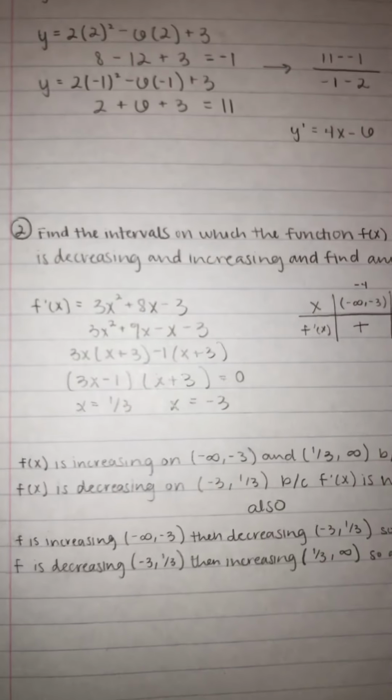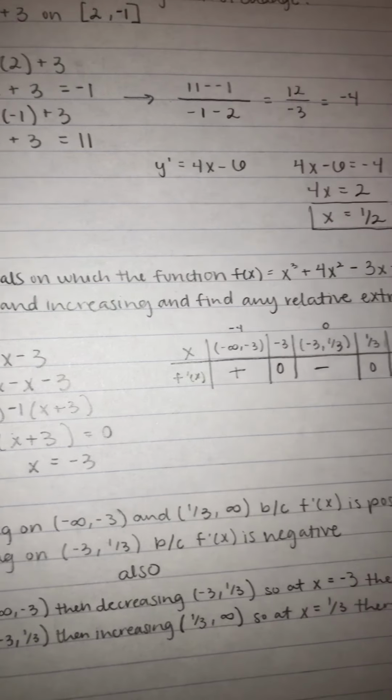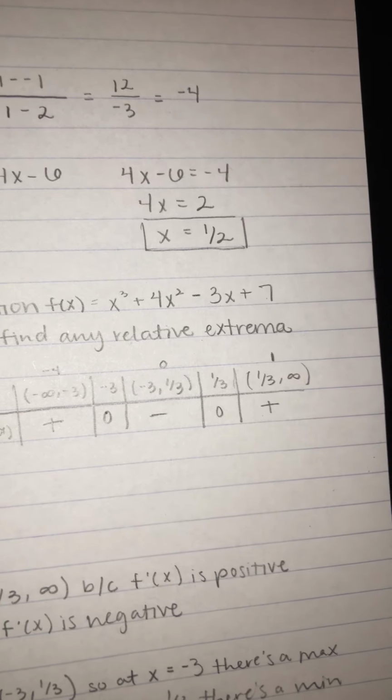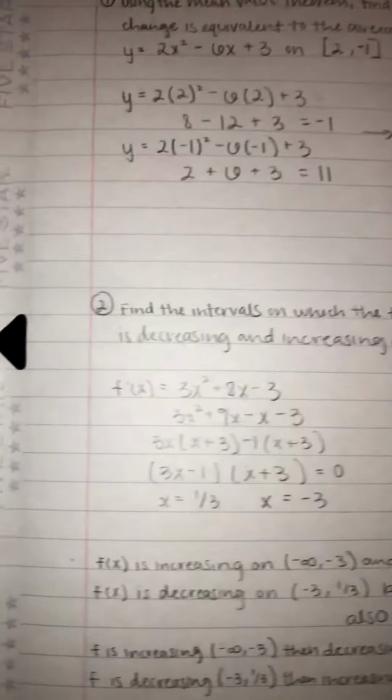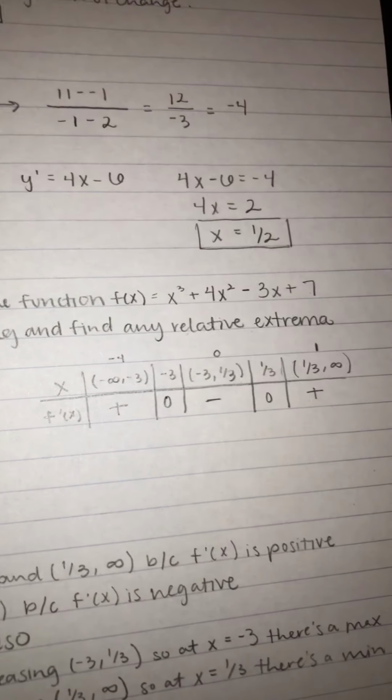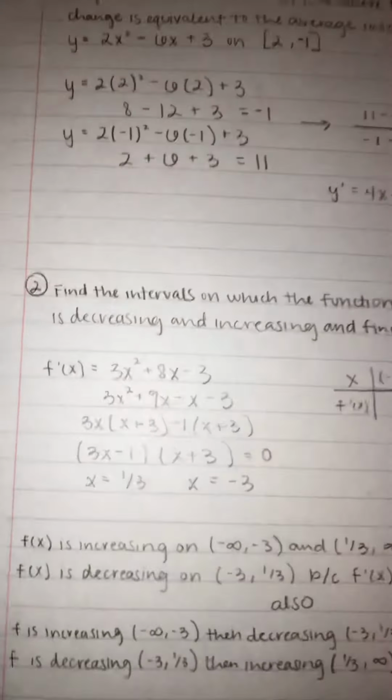Question 2. Find the intervals on which the function f of x equals x to the third plus 4x squared minus 3x plus 7 is decreasing and increasing, and find any relative extremes.